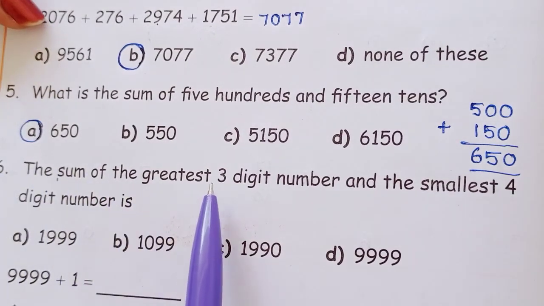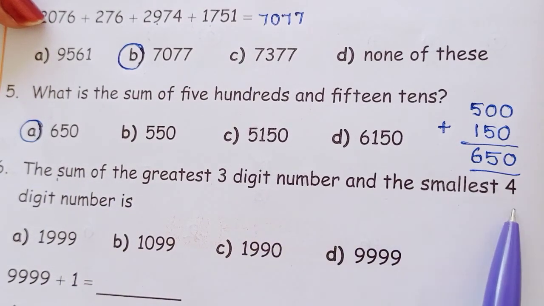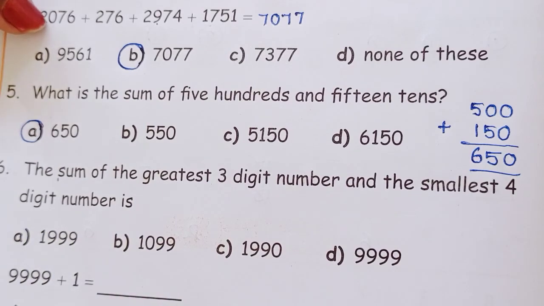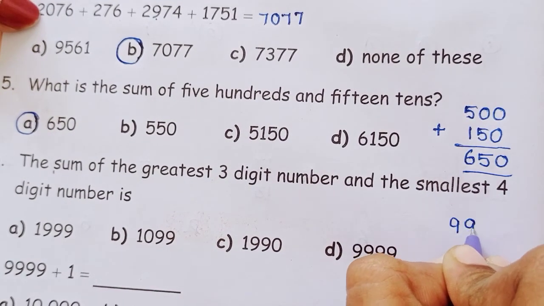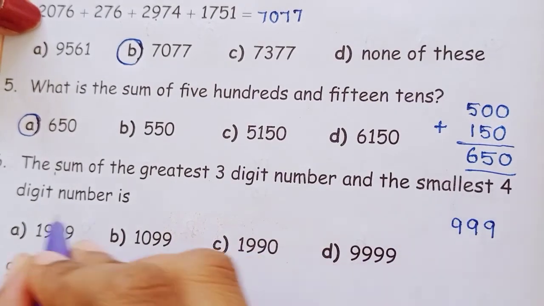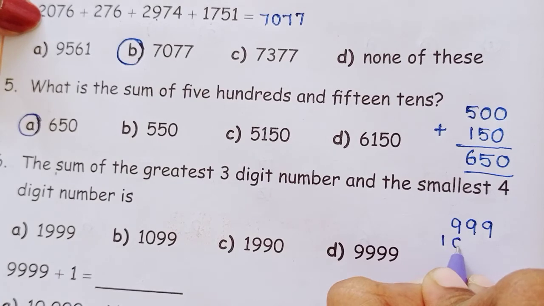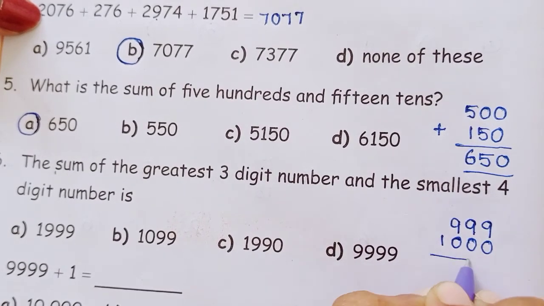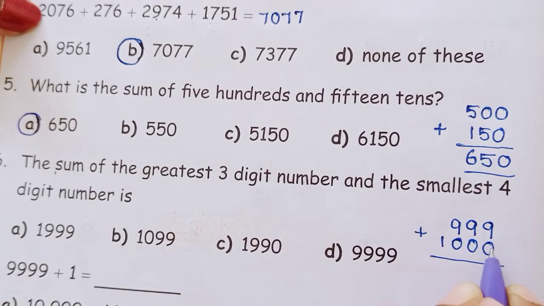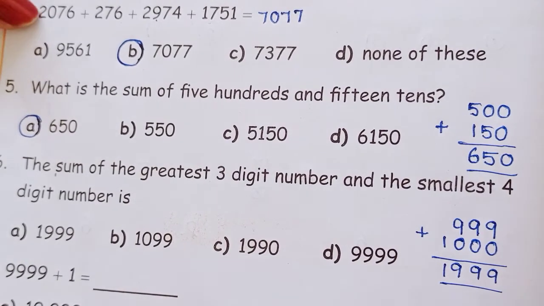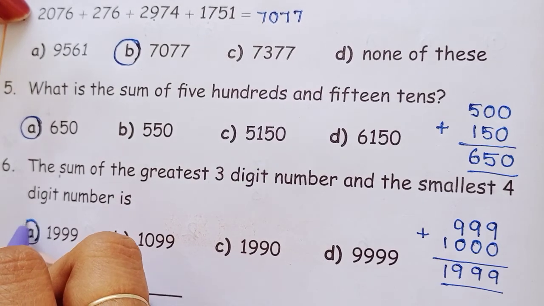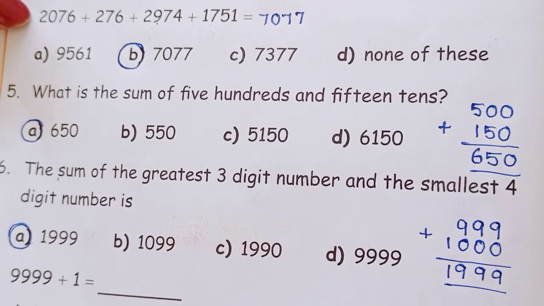The sum of the greatest 3-digit number and the smallest 4-digit number is. The greatest 3-digit number is 999. The smallest 4-digit number is 1000. Now add these two numbers. 9 plus 0, 9. 9 plus 0, 9. 9 plus 0, 9. Remaining 1. Where is the answer? The A one. Okay, the option A.